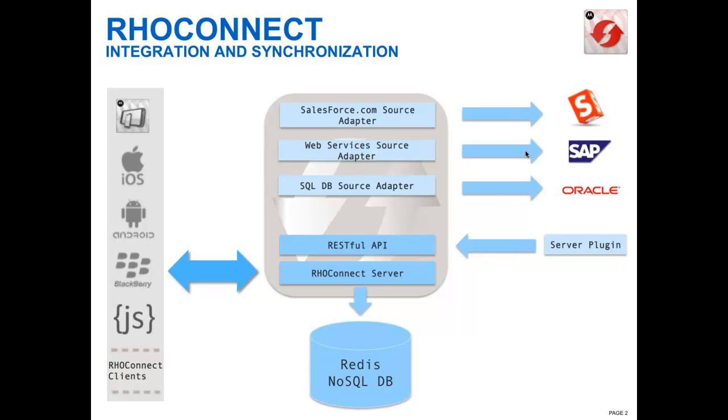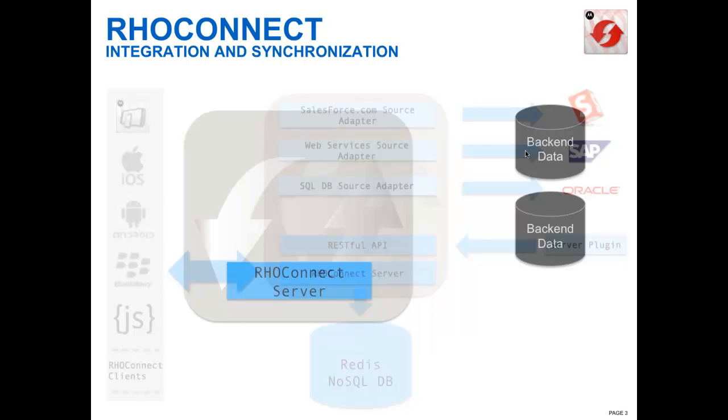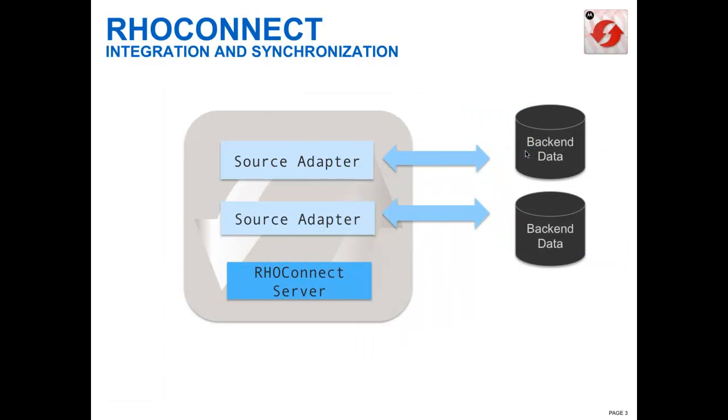There are primarily two ways in which we integrate with backend systems. One is through the use of source adapters, and that's what we're going to use today, and that's more of a pull mechanism. A source adapter sits on the server and reaches out to your back-end systems. And then we also have what are called server plugins, which is a way for your back-ends to communicate with RhoConnect using a RESTful API that we expose.